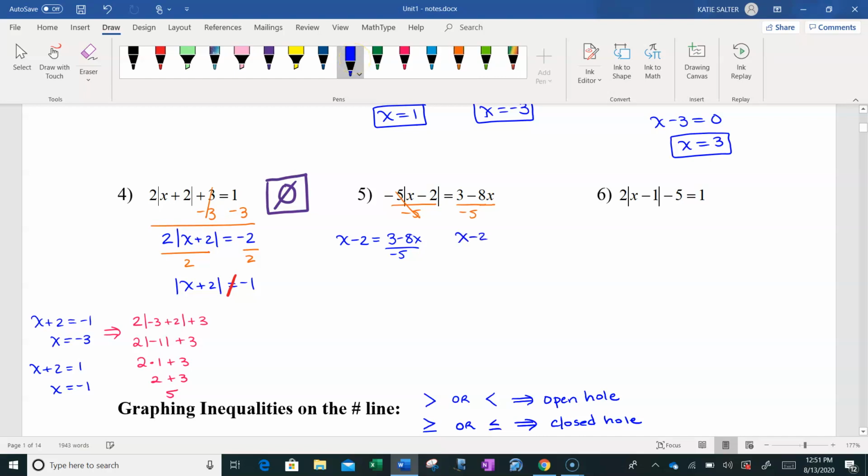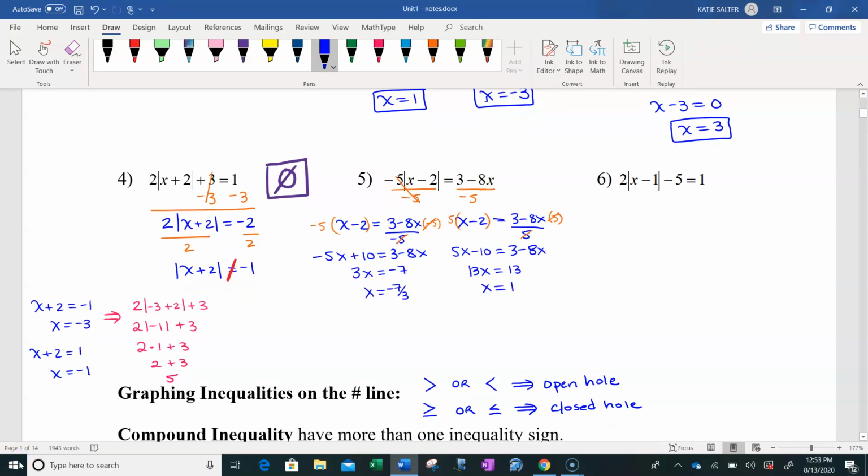We have x minus 2 equals the (3 minus 8x) over -5, and then the same thing, but then we need to negate it. So since we have that -5 in the denominator, I'm just going to make it +5. Go ahead, work out both equations, pause the video, and make sure you check your solutions, and then start the video back up to see if you did it correctly.